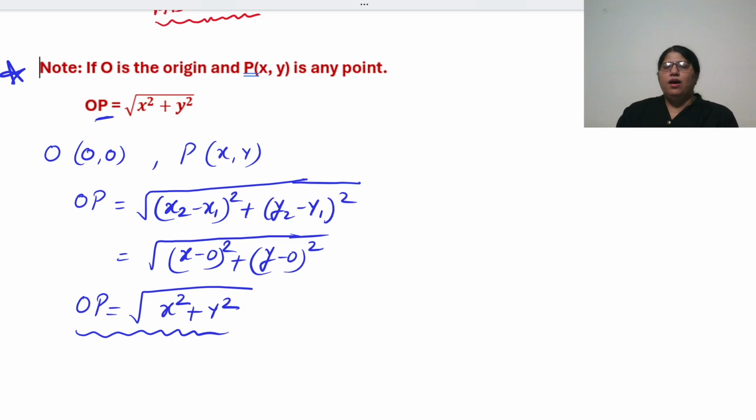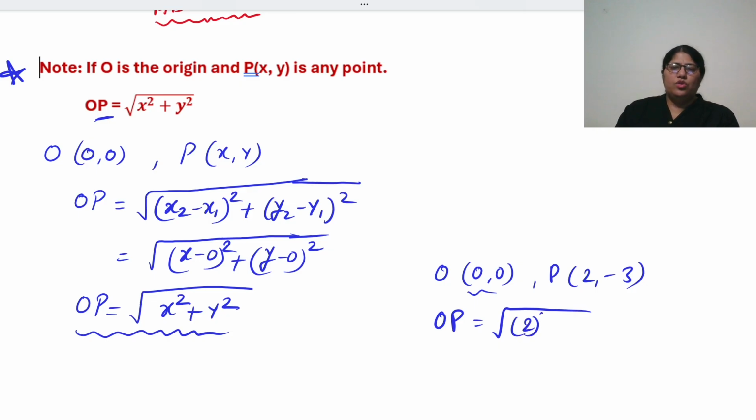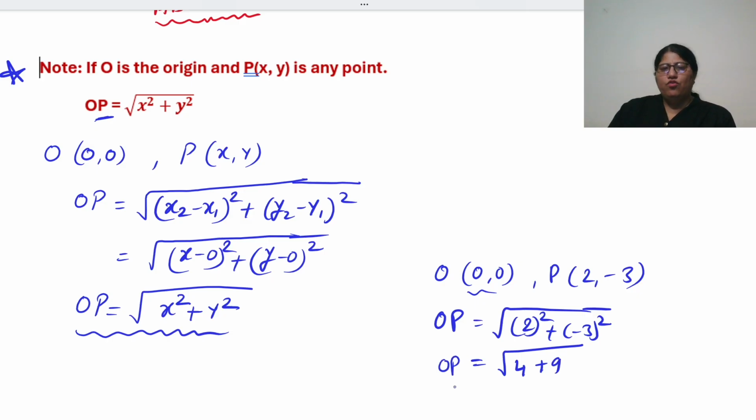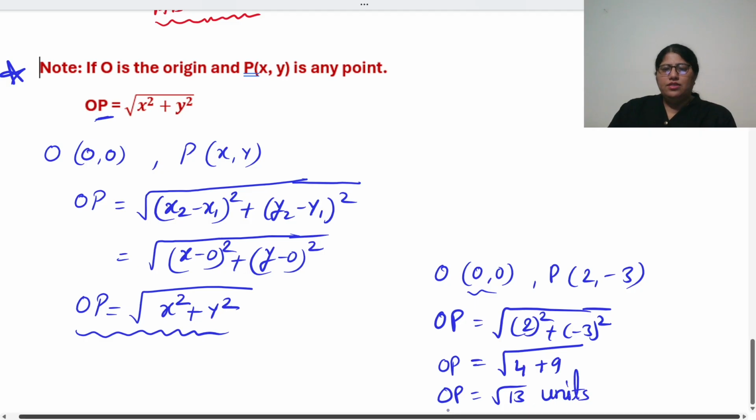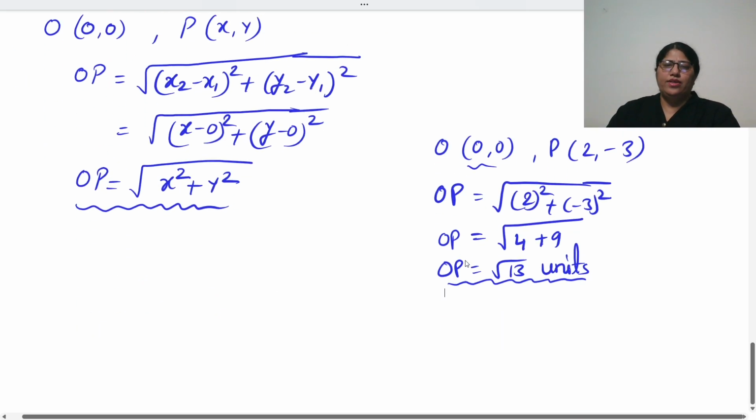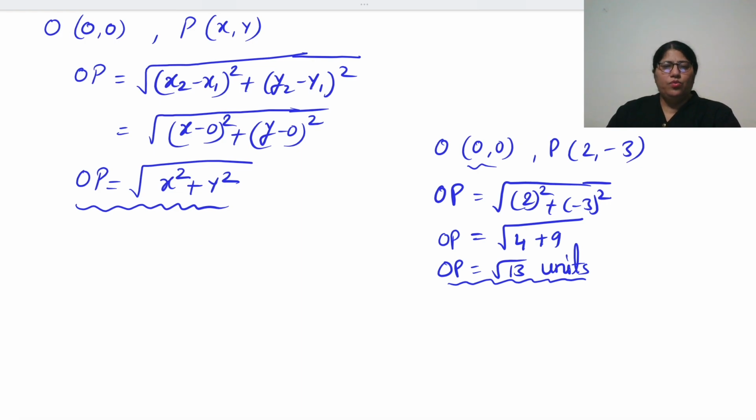Similarly, like I was telling you above, right? What was O? 0, 0, and P was 2 comma minus 3. So OP length, instead of using this, I can directly take here 2 square plus minus 3 square. Make sure you are writing bracket because it's a perfect square, so the value is going to be positive. So it is going to be 4 plus 9. So your length of OP is going to be root 13 units. So this is the way to find out distance between 2 points using distance formula, or if one of the points is origin, you can take here root x square plus y square, right? You got this? Hope you got this.